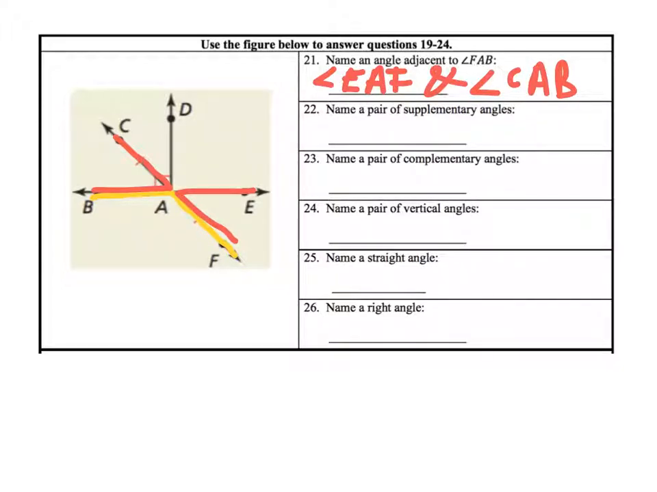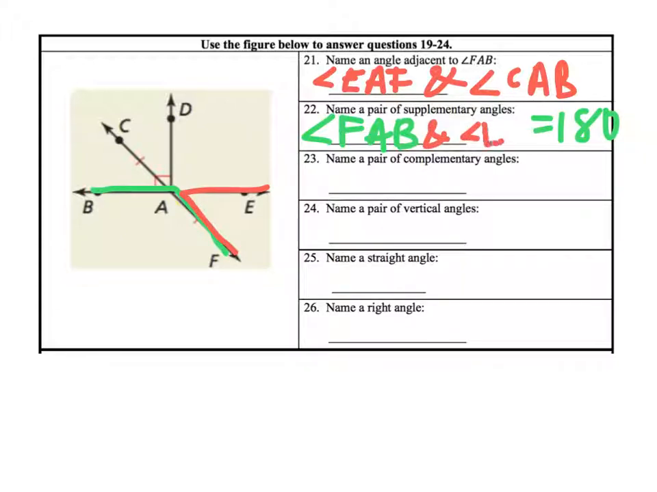We're going to name a pair of supplementary angles. Remember, supplementary means they add to 180. So we want angles that when we put them together, they form a line. The first one I notice is actually one we already named. You've got this one here, FAB, and this one here, angle EAF.